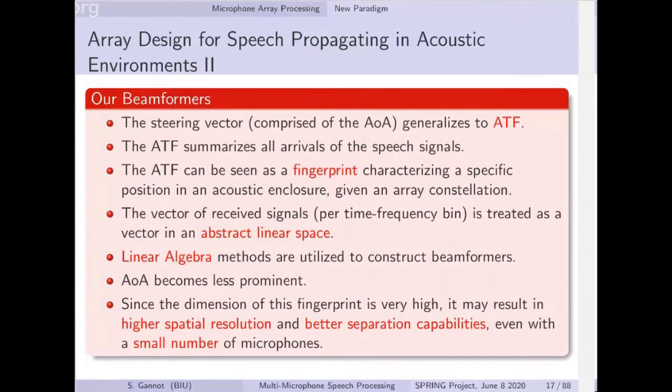After doing this and working per frequency, we have a vector of arrivals which doesn't have a specific angle interpretation anymore. We treat them as an abstract linear space, and we apply linear algebra methods, as I will do in the next slides. These will allow us to design the beamformers in a more natural way than working with the spatial Fourier transform that I discussed in the beginning.